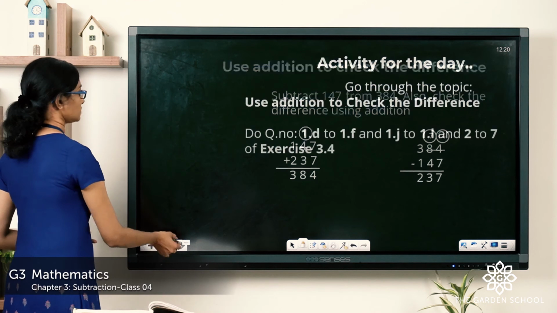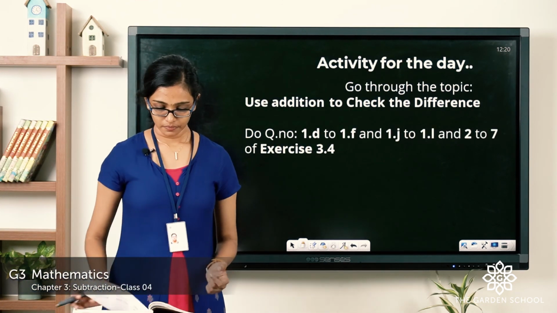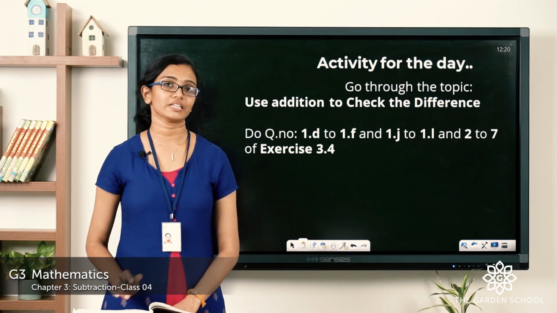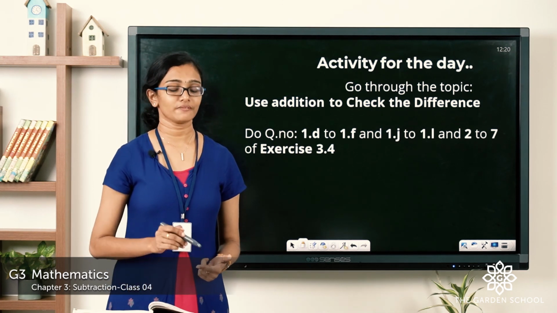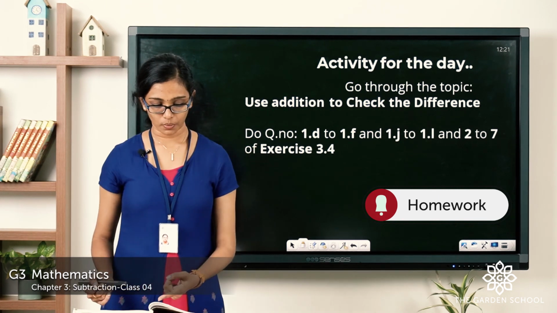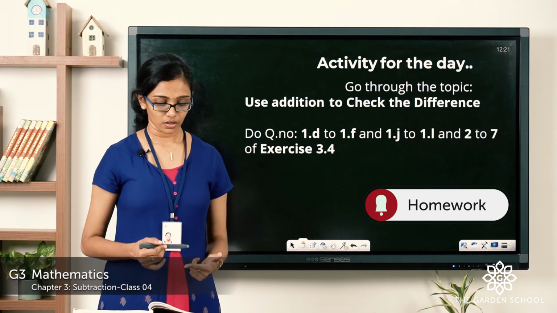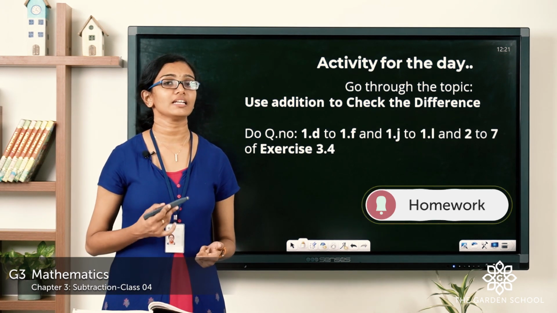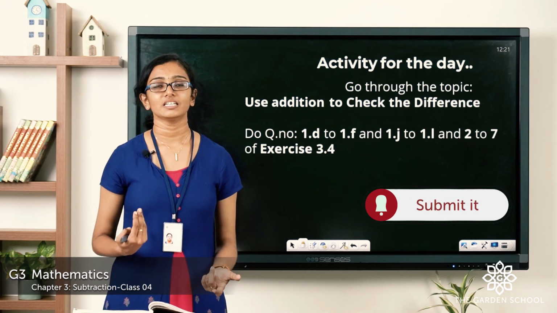Now, you can go through this topic on page number 41 of your textbook under the heading Use Addition to Check the Difference. Once you do that, there are a few more questions to be completed from exercise 3.4, which are question 1D to 1F and also 1J to 1L. And also you have to do question number 2, 3, 4, 5, 6 and 7. You can finish the exercise, take the picture and send us.